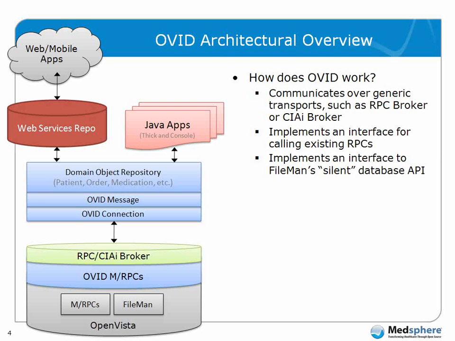Once it gets past your transport, we have some software on the OpenVista side that we install as a kit build and knows how to take that message, see what needs to be done, execute an RPC or execute a FileMan silent mode call, assemble the results, and return it back to the domain object repository, and of course returns it back to the application.